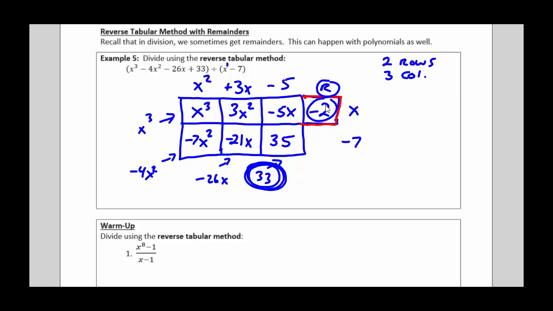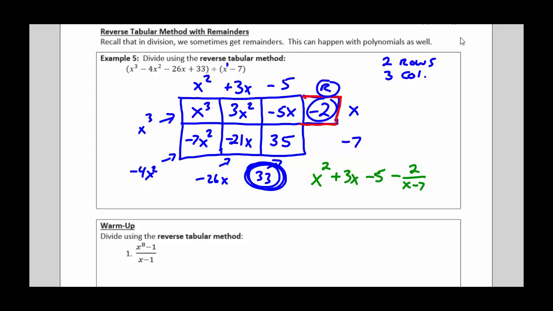Okay? So now I can write my answer. X squared plus 3x minus 5. And this is how you're going to write the remainder. We're going to be doing more and more of this. You'll get used to it. We're going to go plus, but instead of plus, it's minus. So we're going to go minus 2 over whatever you were dividing by, x minus 7.